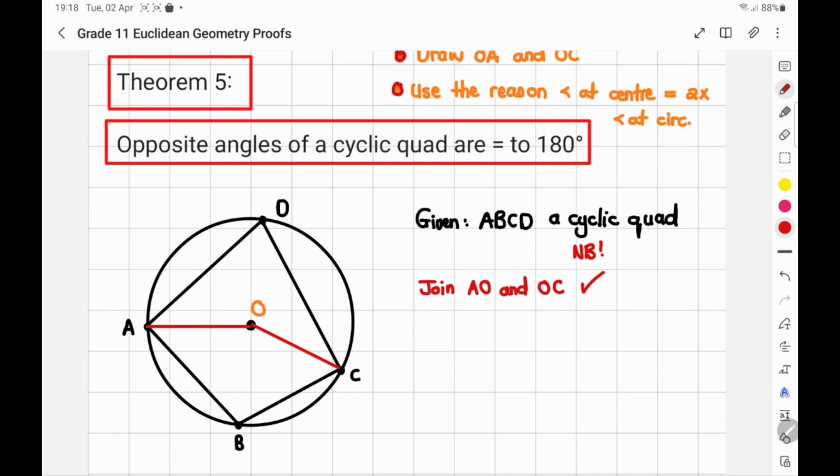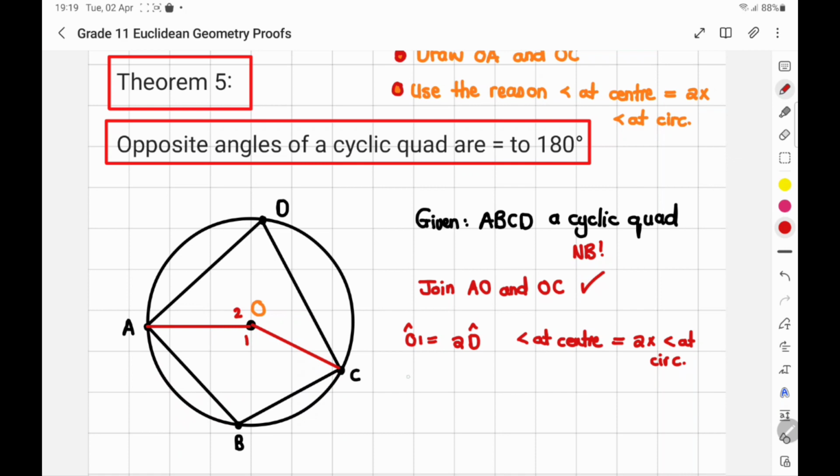Then we're going to label this O1, O2, and we're going to say that O1 is equal to 2 angle D. Why? Because of angle at centre equals twice the angle at the circumference. Can you see your little triangle, your little bow arrow? So O1 is equal to 2 angle D, because the angle at centre equals 2 times the angle at the circumference.